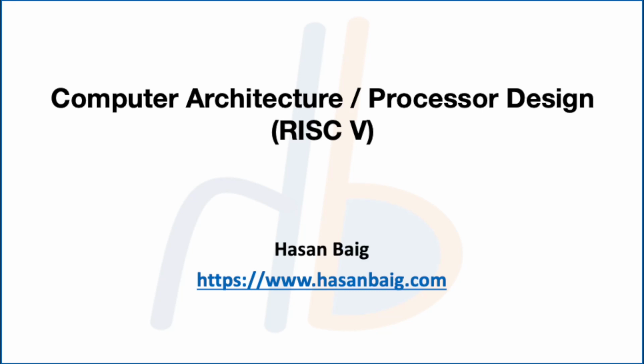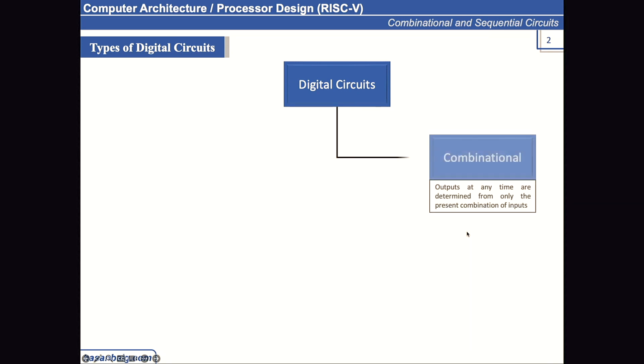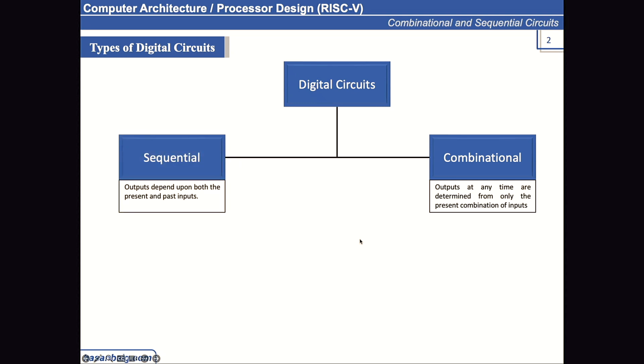Okay, so we have been discussing digital circuits, and we have already talked about one of the branches of digital circuits, which is the combinational circuits. In combinational circuits, output is a function of input. Whatever the input value is directly reflected at the output. Another important branch of digital circuits is the sequential circuits, in which output depends not only on the current input, but also on the past inputs.